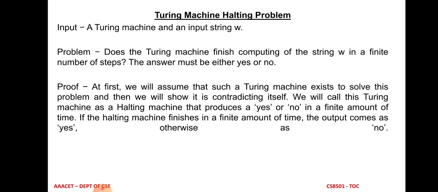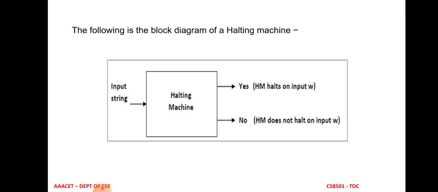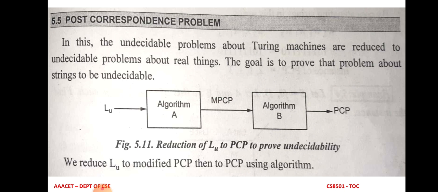So we have to solve this problem. We are using the Turing machine halting problem theorem, and we also have to prove the theorem by contradiction, that is, the inverted Turing machine or inverted halting machine. So the next topic is the post correspondence problem. It is written as PCP, post correspondence problem.